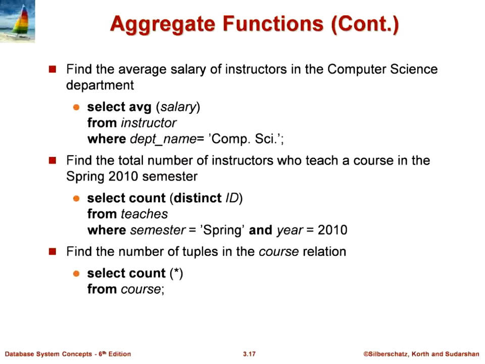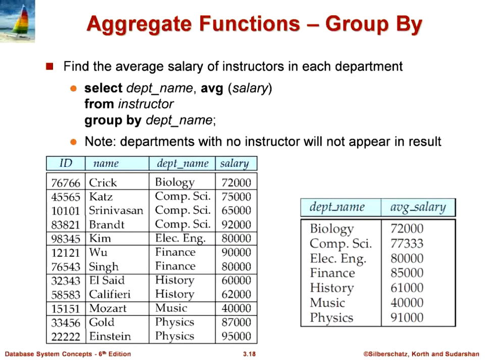For example, you want to find the average salary of instructors in the computer science department. You can select average of salary from instructor where department name equal to computer science. You can find the total number of instructors who teach a course in the spring 2010 semester. So you will do select count of distinct ID from teaches where semester is this and year is this. You can find the number of tuples in the course relation by select count star, because you are going to count all, from course. So these are the different ways in which aggregate functions help you get your results.